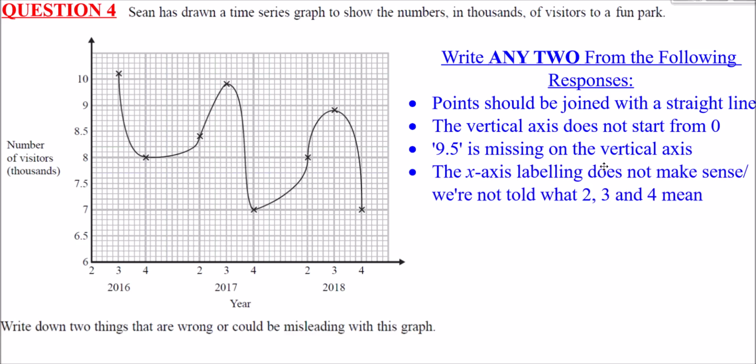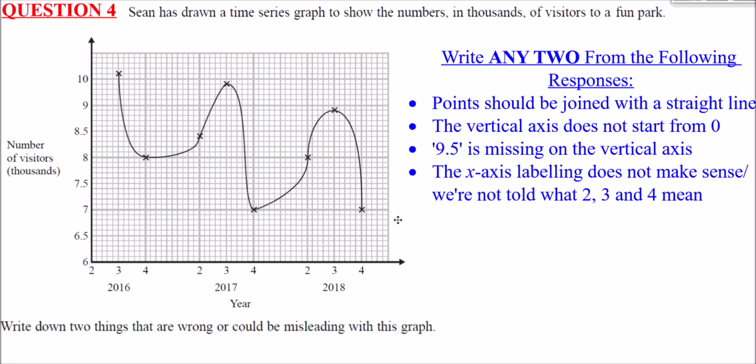Next up, the x-axis labelling doesn't really make sense. We're not told what 2, 3 and 4 mean, which doesn't really help at all. Does it mean the second month of 2016, the third month, the fourth month? Or does it mean the second quarter of 16, the third quarter or the fourth quarter? We're not told clearly, and that makes it a very bad scale. It's not labelled, and therefore it is unclear and I think misleading.